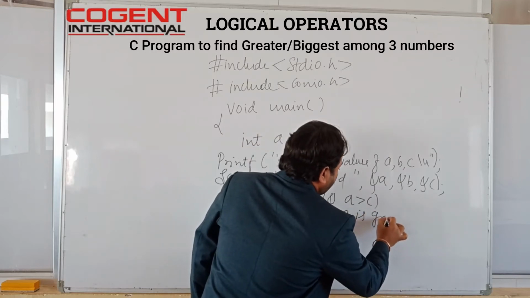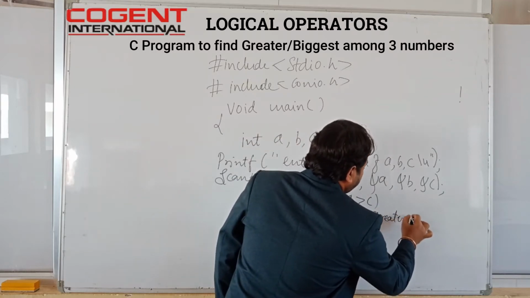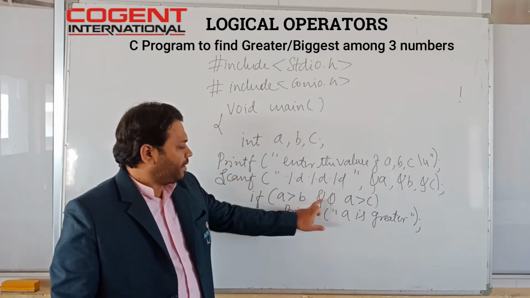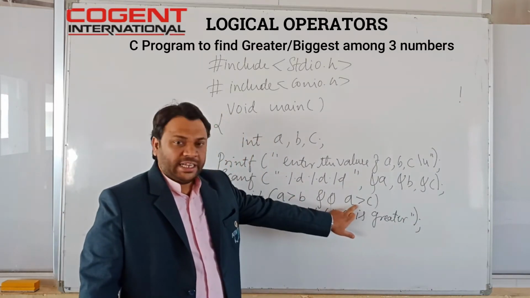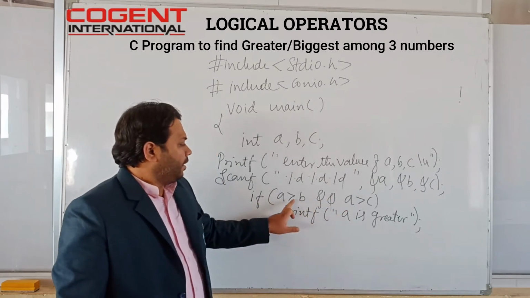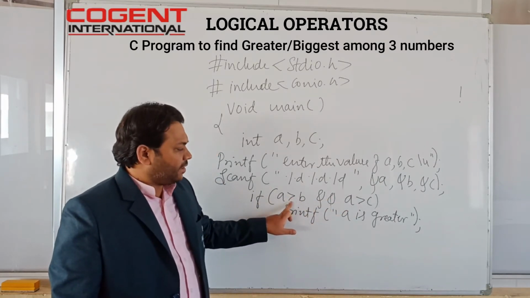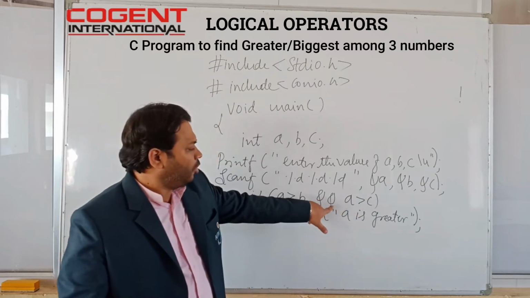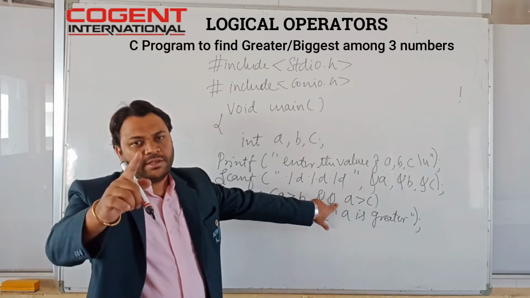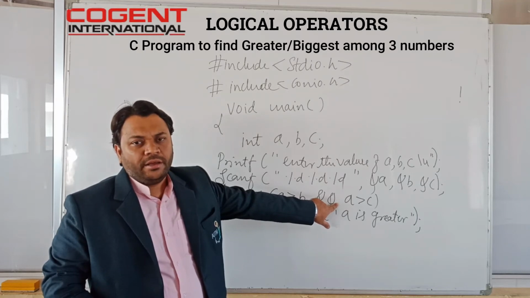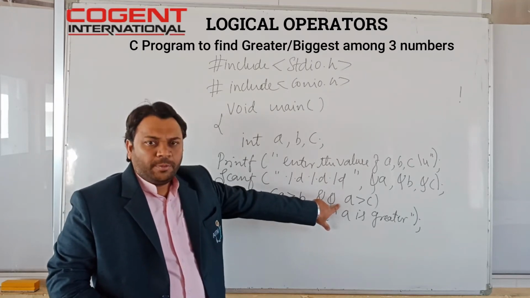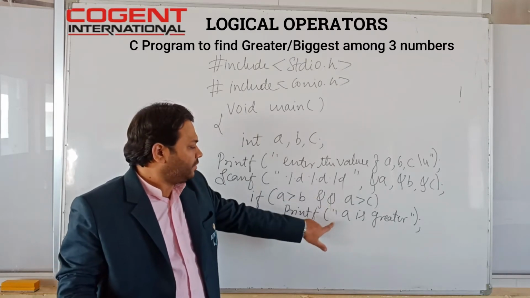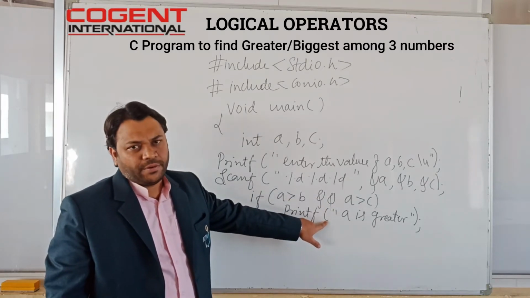A is greater. Getting my point? I am applying the logical AND between these two conditions here. One is, it will check if A is greater than B as well as A is greater than C. If both become true, so what is the truth table? The logical AND: if both inputs are true, then the output is true. That means this condition has to be executed here.